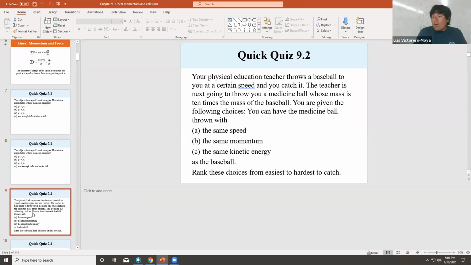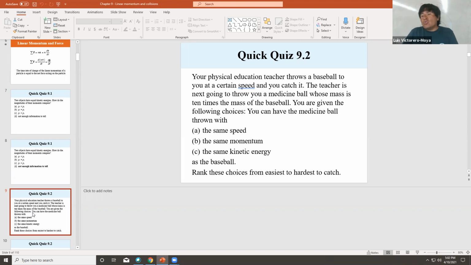Okay, now let's go to a real life example. If you're in the gym and they throw you a ball with some speed, you may be able to catch it. That's easy. But now let's suppose they throw you those medicine balls, those very big, massive balls. What would be the best way to catch it? With the same speed? No, that would be very hard, because you can throw a ball very fast, and you don't want that with a medicine ball.